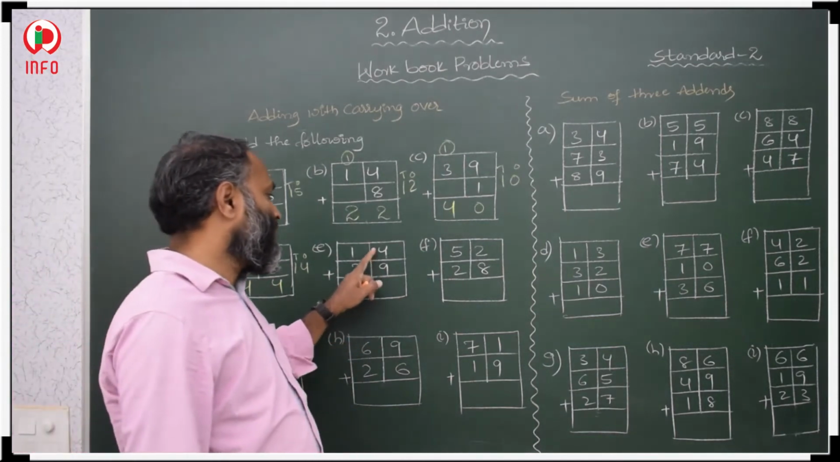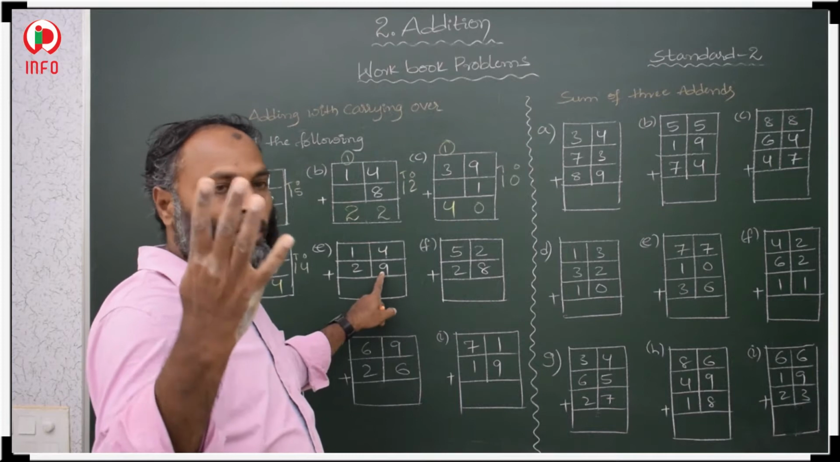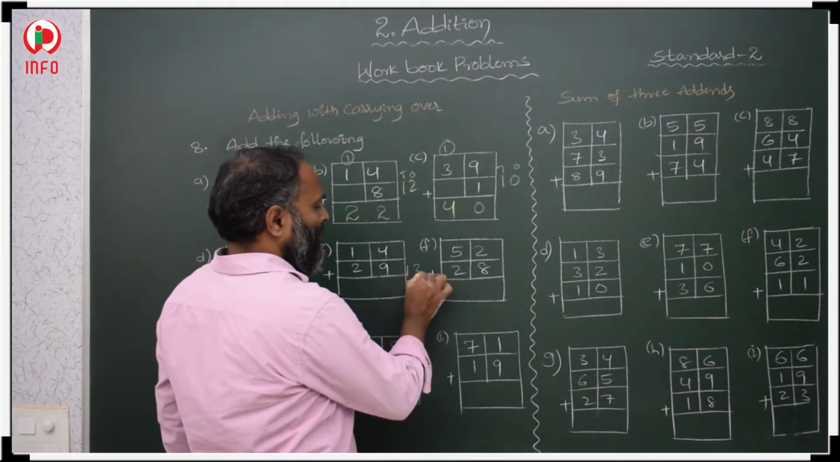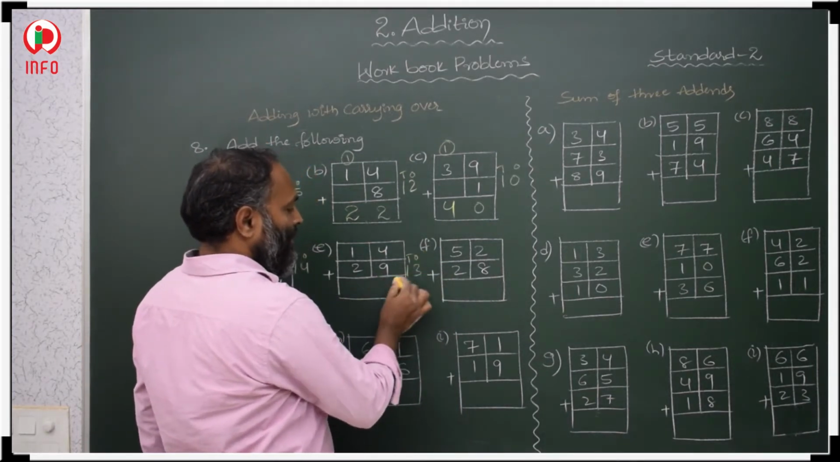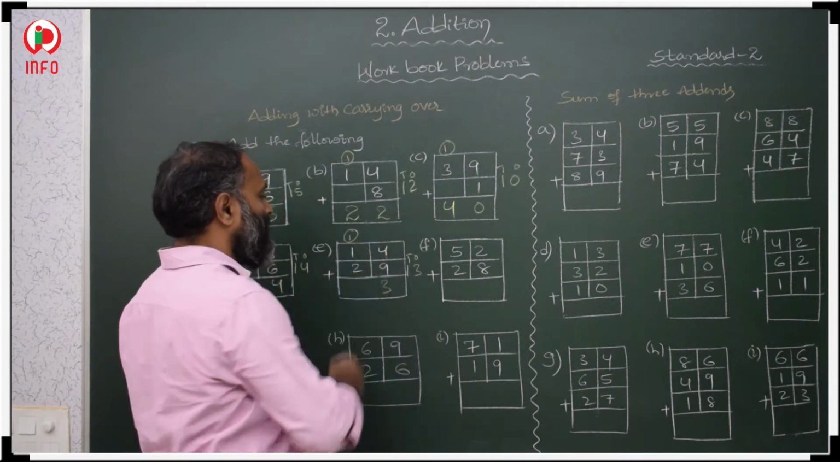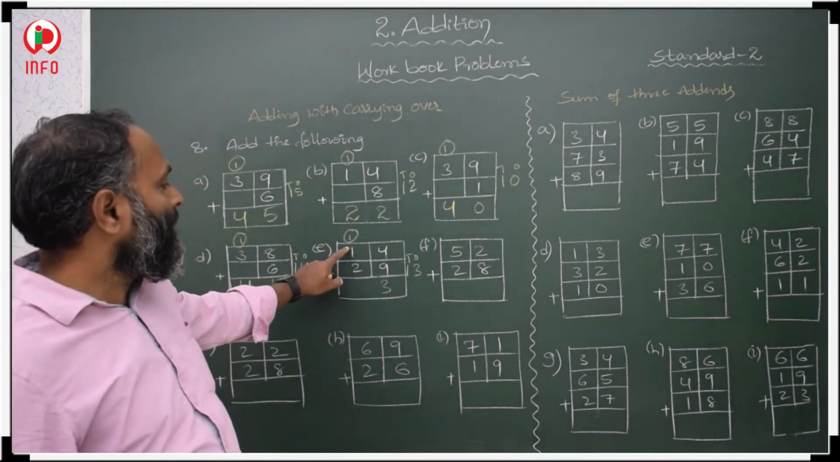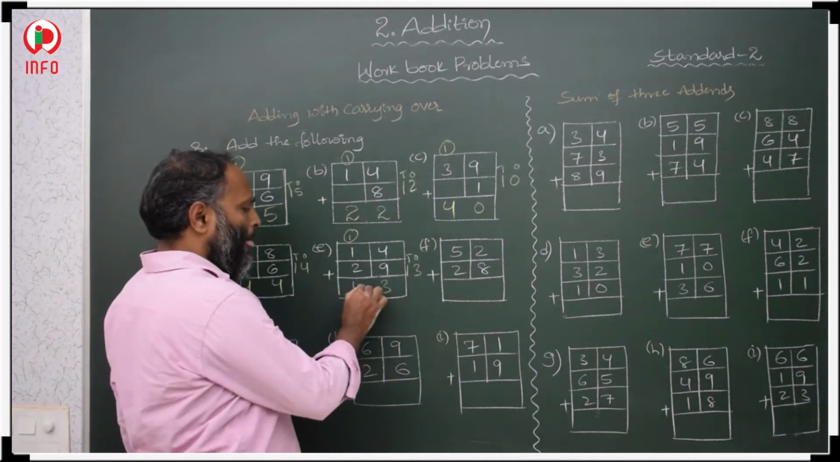Then 9 plus 4, 9, 10, 11, 12, 13. Right here 30. 30 means this is ones, this is tens. 3 is in the ones place, 1 is in the tens place. Now 2 plus 1, 3, 3 plus 1, 4.